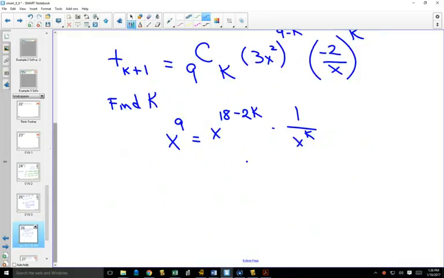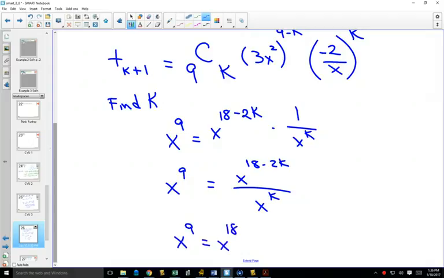Well, we would add them if we're multiplying with the same base, but then I'd have to first change this to x to the minus k. Or you could say this is the same as this, right? And what do we do when we divide with the same base? We subtract our exponents. So now I'm going to get x to the 18 minus 2k minus k.